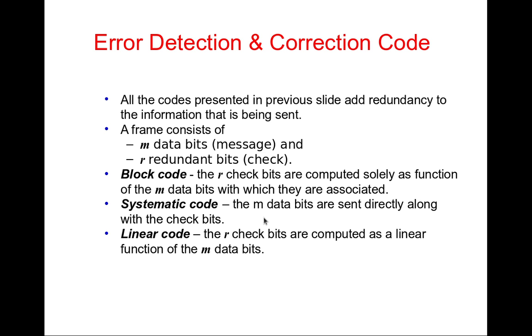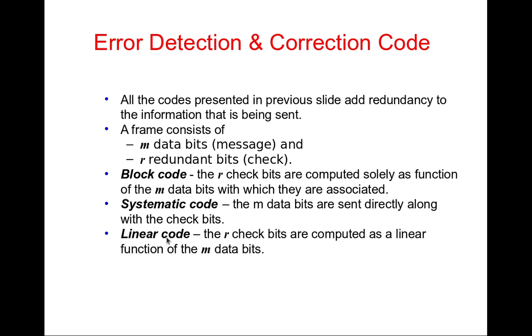In the case of block code, the R check bits are computed solely as a function of the M data bits with which they are related. So the R bits will simply be calculated based on the M bits. In the case of systematic code, the M data bits are sent directly along with the check bits.